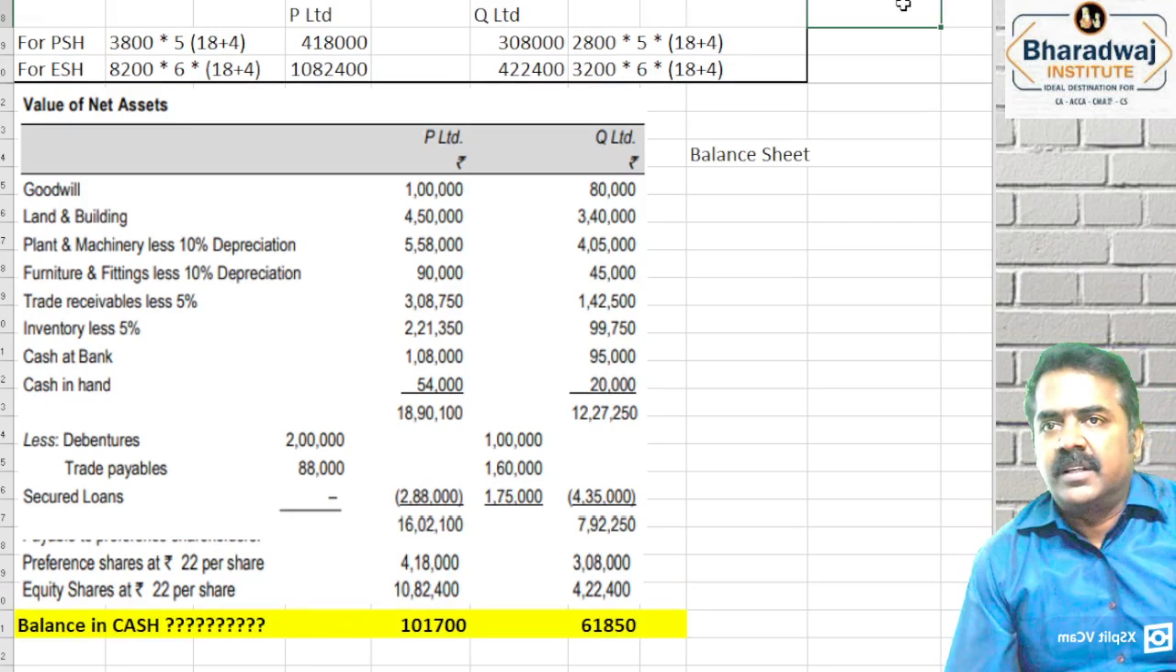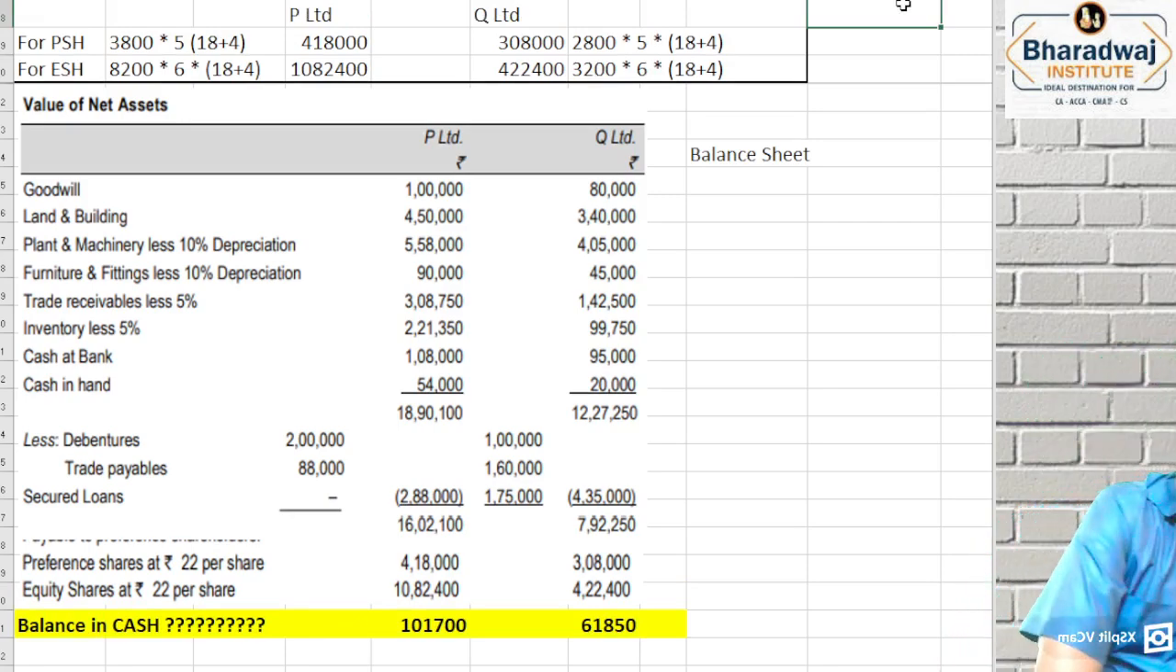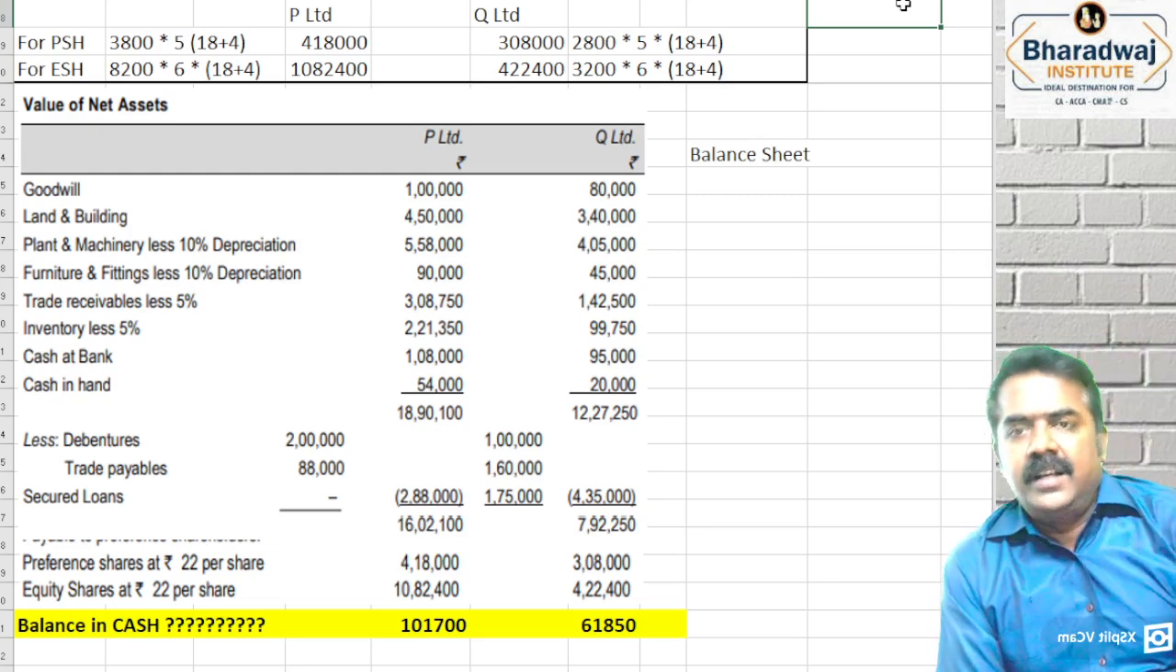Any doubt in this working? Recorded class students, if required, pause and copy. Others, any doubt in this question?